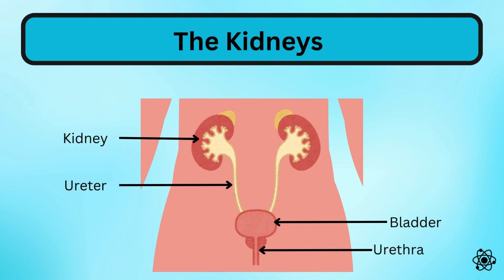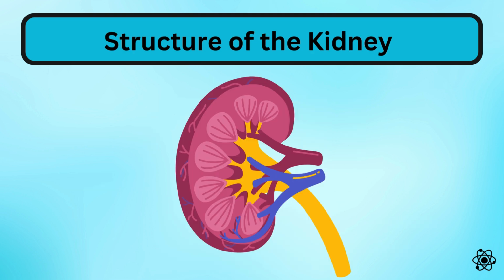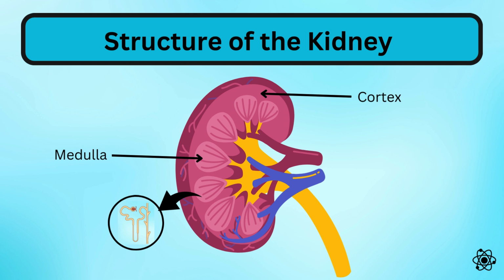It is very easy to get confused between the names ureter and urethra, so make sure to learn these carefully. You should also know the structure of a human kidney. This is the cortex and this is the medulla. Each kidney contains around 1,000,000 tiny structures called nephrons. Nephrons are located between the cortex and medulla, and this is where urine is produced.